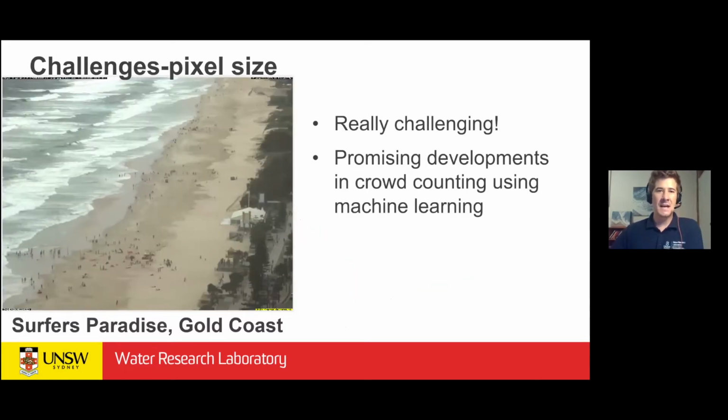The other thing is pixel size. It's really challenging if you've got an image like this up on the Gold Coast. This is one of our coastal monitoring cameras on the top of a high-rise building. It's really hard to count people in these kinds of things. There are some promising developments with machine learning in crowd counting like this. It is getting mature, but I don't feel like it's really quite there yet when you've got images like this.